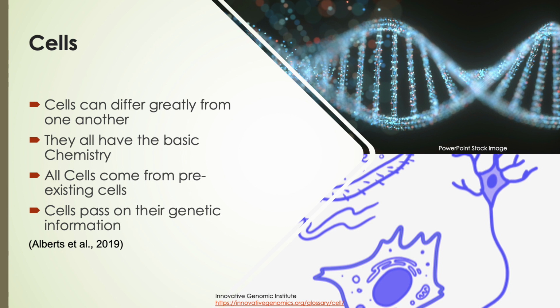Despite these differences, however, they all have the same basic chemical composition. They are all made up of the same molecules that allow for these reactions to occur. All cells come from pre-existing cells, whether through mitosis, which is cell division of somatic cells or body cells, or through meiosis, which is cellular division of reproductive cells, such as egg and sperm. All cells come from other cells.